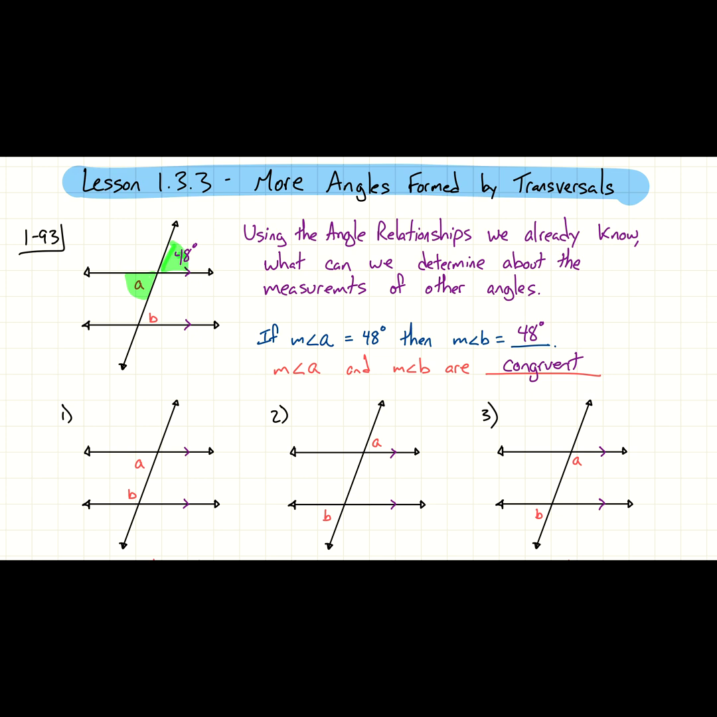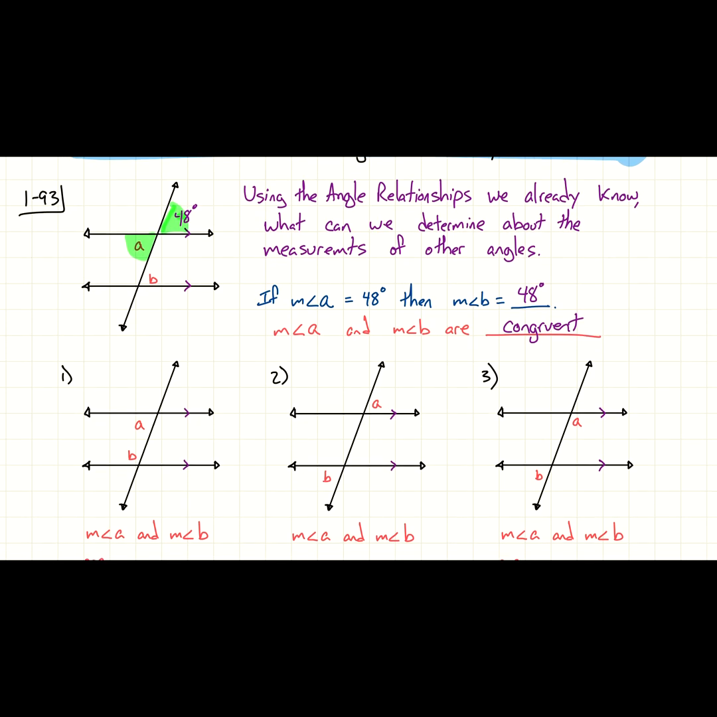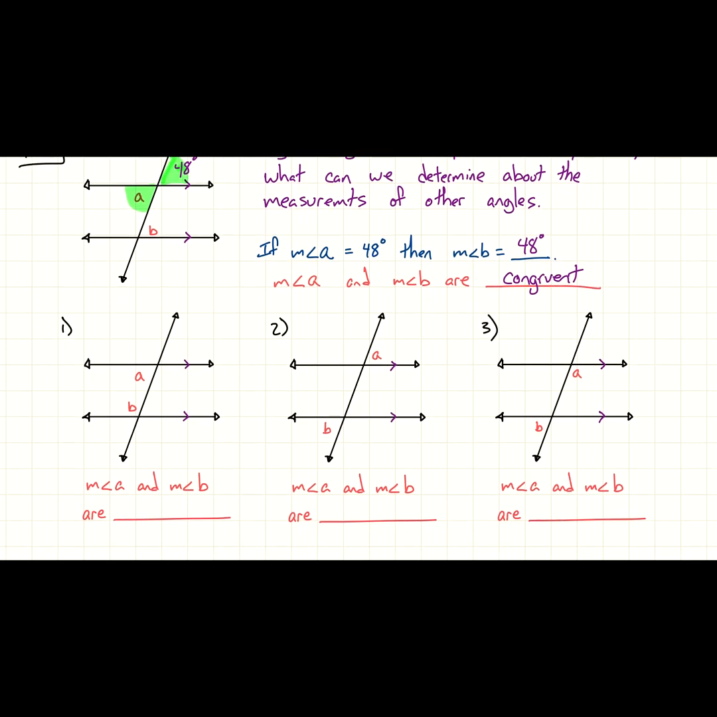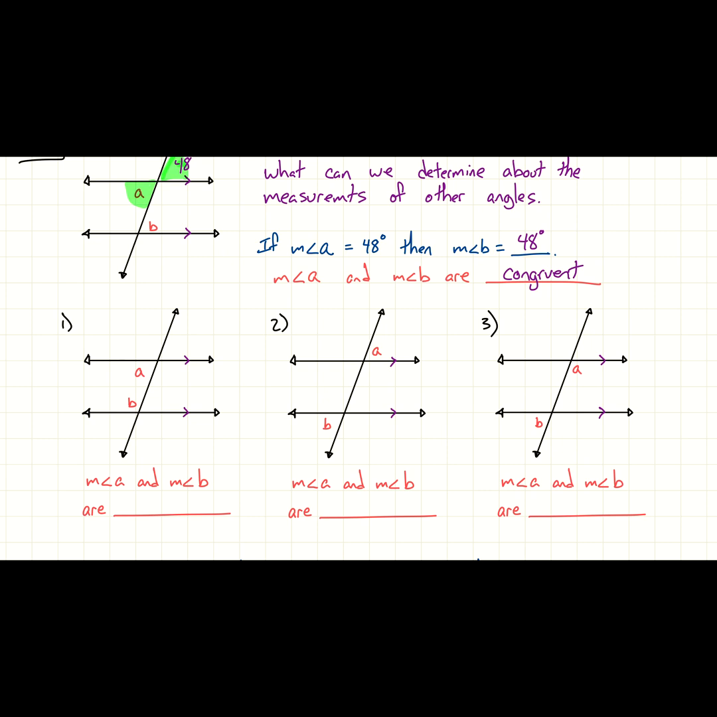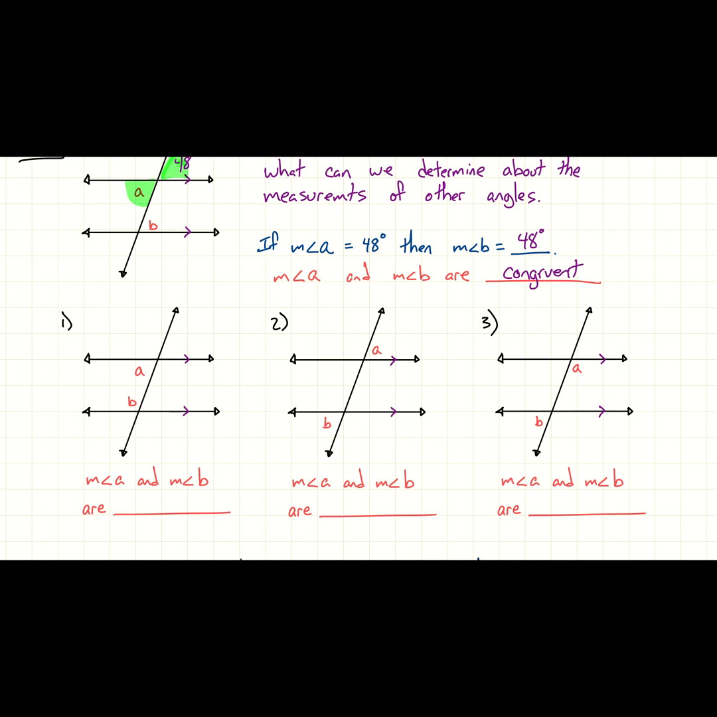So can we do something similar with these three examples? You'll notice the exact same diagram, except A and B are relocated. They're in new spots. So how does the relationship change? I already know, and I'm telling you, that in all these examples A and B are connected in some way. There is some relationship. So how are angle A and B related here?